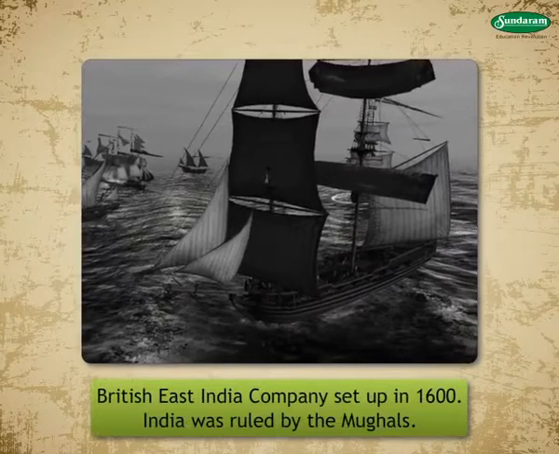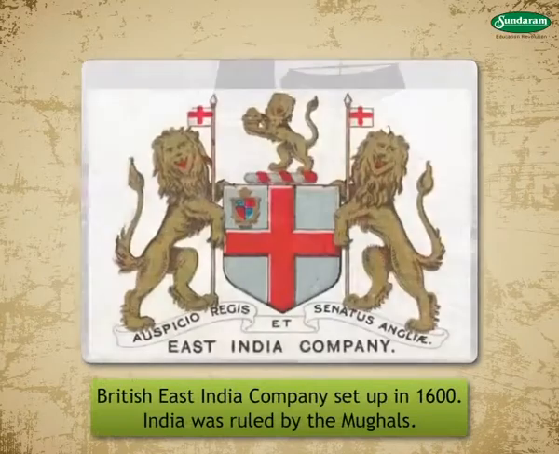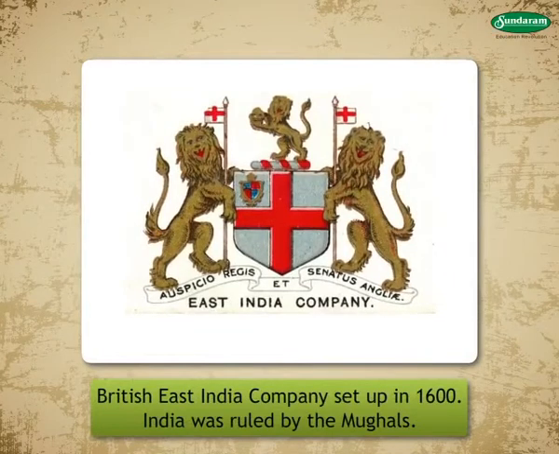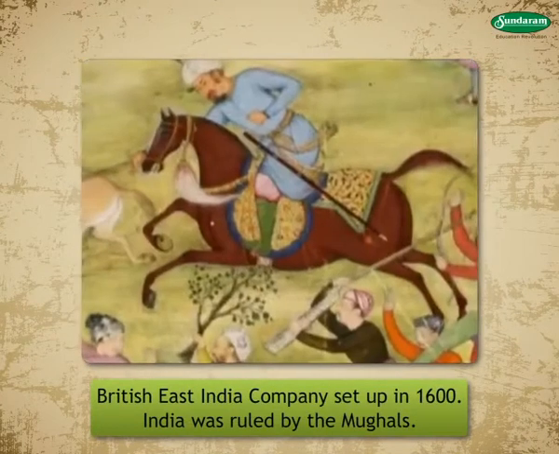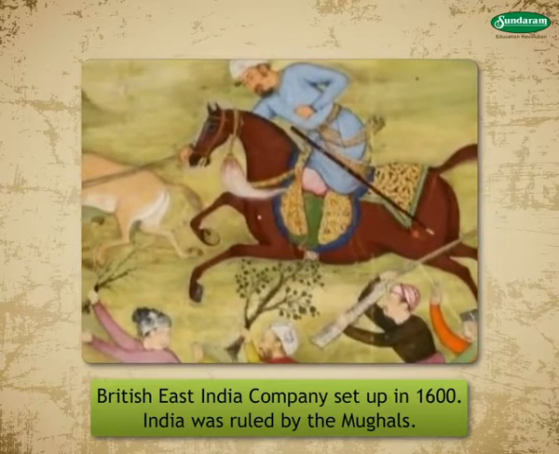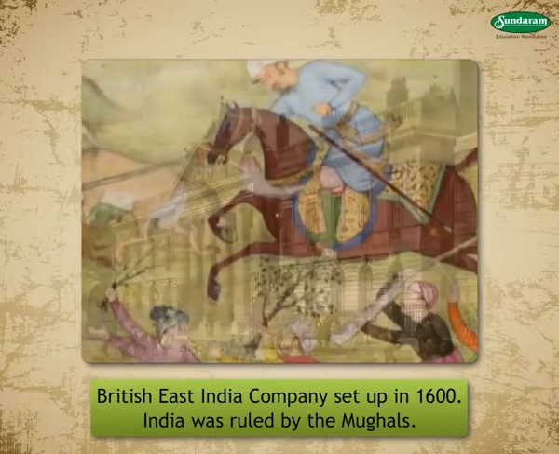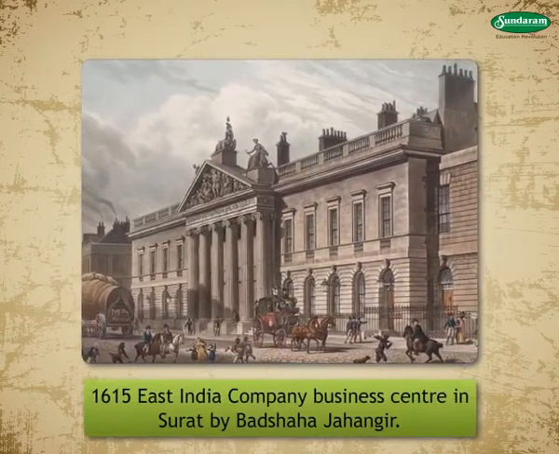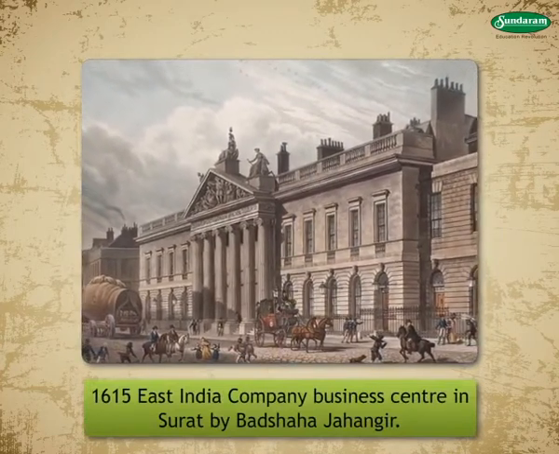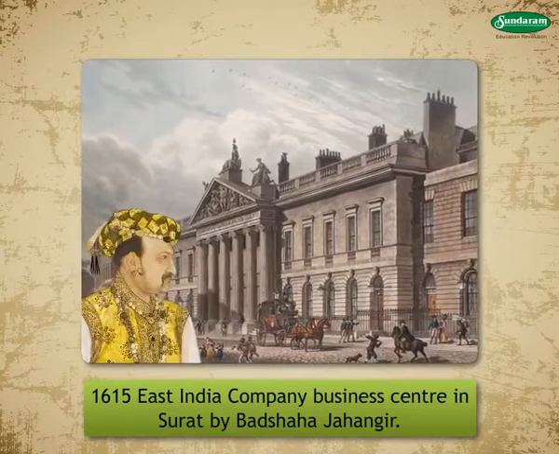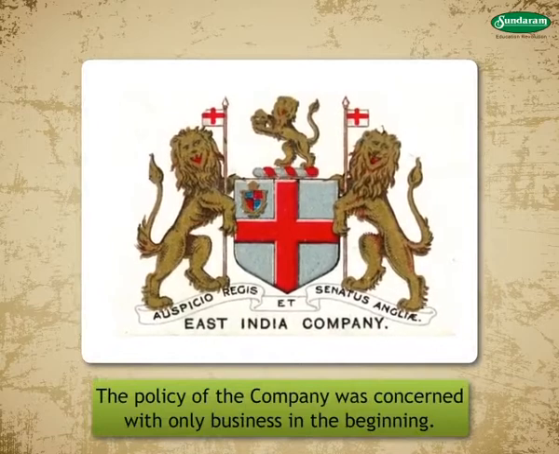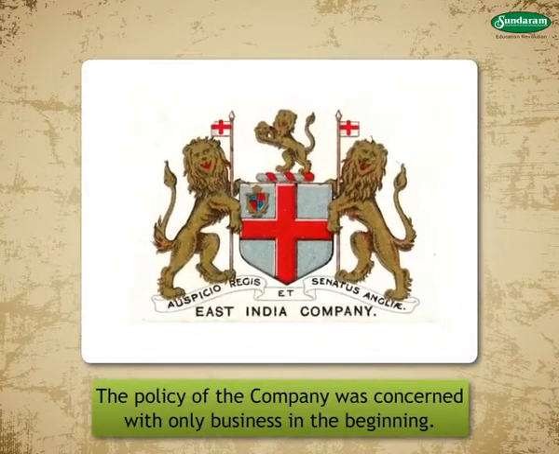The British. With the purpose of initiating business with India, the East India Company was set up by Britain in the year 1600. When the British came to India, India was ruled by the Mughals. In 1615, the East India Company was permitted to erect a business centre in Surat by Badshah Jahangir. The policy of the company was concerned with only business in the beginning.